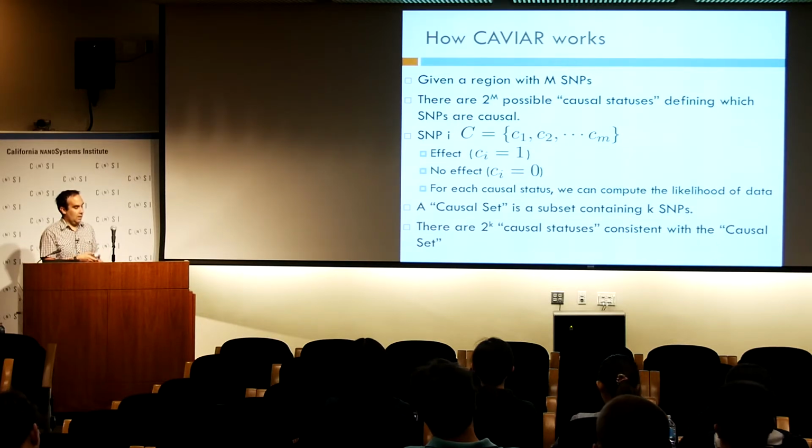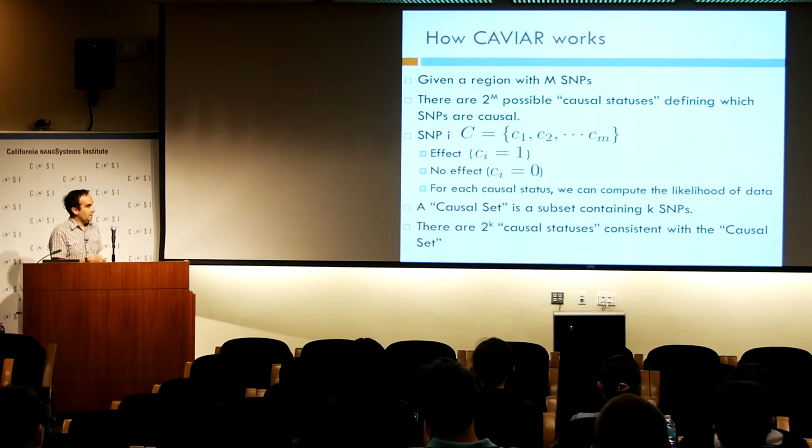And then a causal set is going to be the subset where we think that the causal variants are in. Let's say that causal set contains k SNPs. There's really only going to be 2 to the k causal statuses that are consistent with that causal set. Why is that? Because if we're saying that the causal variants have to be in the set, there's only 2 to the k of them, right? So everything outside of the set has to be all zeros. So these are the causal set and the causal status, and for each of these statuses, we can compute the likelihood.